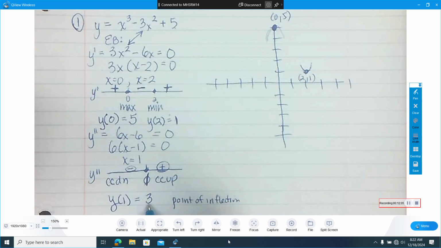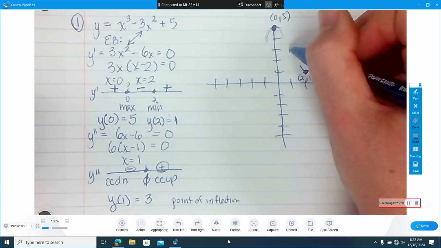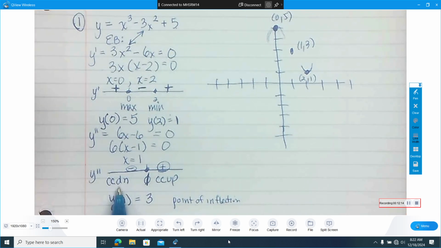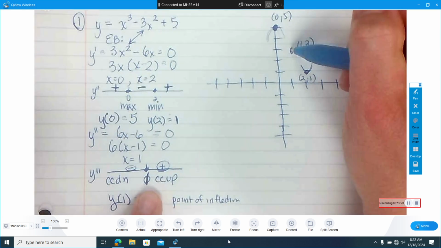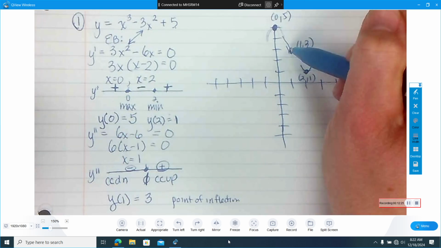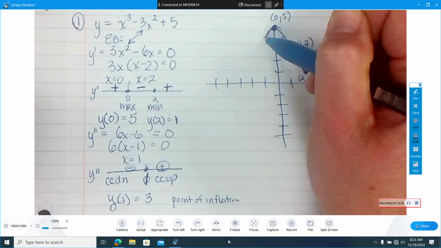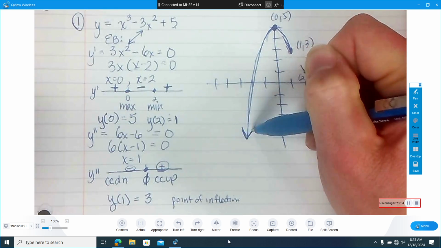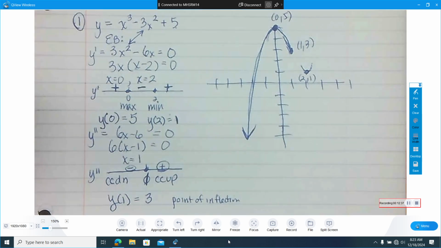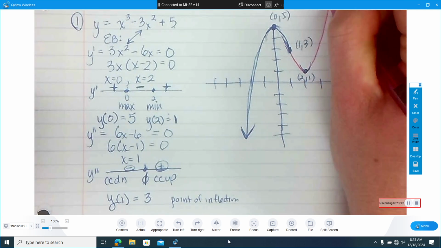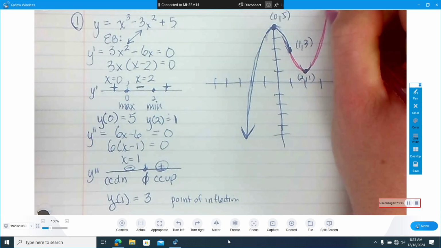And then at 1, 3, right here, that is a point of inflection where we're changing from concave down to concave up. So everything to the left of 1 has this concave down shape, which makes sense because I have a relative maximum there. So everything to the left is concave down, and everything to the right of 1 has to be concave up. There we go.